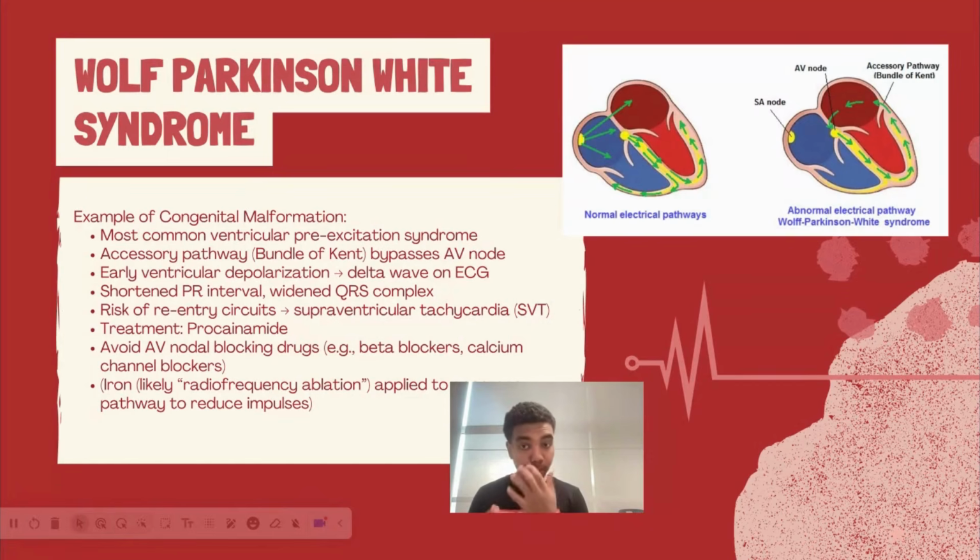But anyways, this isn't really important. This isn't related to our topic. It's just an example of congenital malformations. You just need to know that the impulses go from the ventricle to the atria, and this also causes ventricular fibrillation.